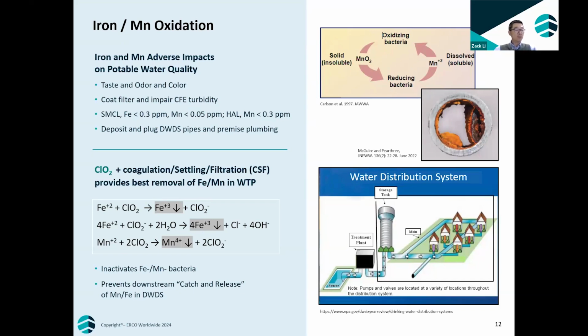The oxidation of iron and manganese, as shown in these equations on the screen, converts the dissolved form of iron and manganese into solid form of iron and manganate. This combined with conventional solid liquid separation can usually provide very good removal of both iron and manganese. Disinfection by chlorine dioxide and chlorite residual helps to kill iron and manganese bacteria, which prevents further downstream catch and release of iron and manganese particles in the distribution system.